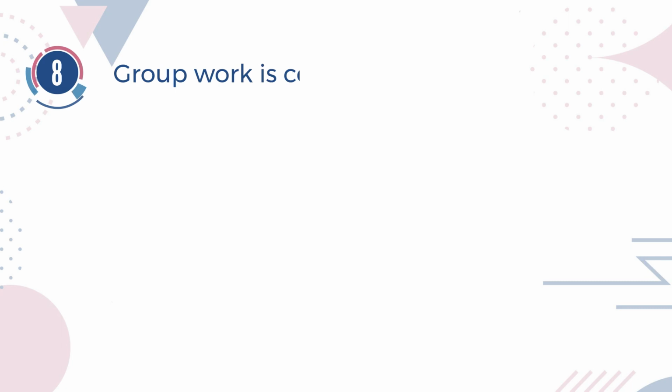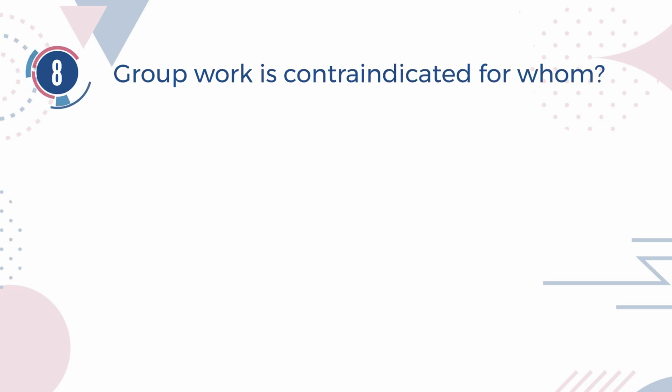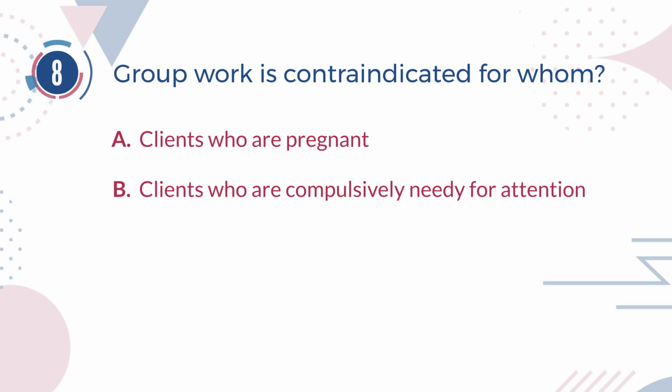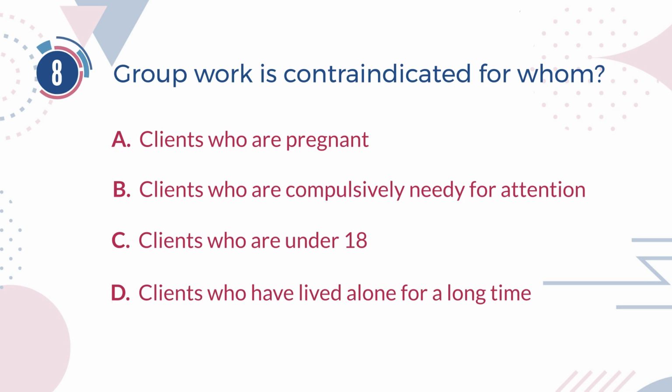Number 8. Group work is contraindicated for whom? A. Clients who are pregnant. B. Clients who are compulsively needy for attention. C. Clients who are under 18. D. Clients who have lived alone for a long time.